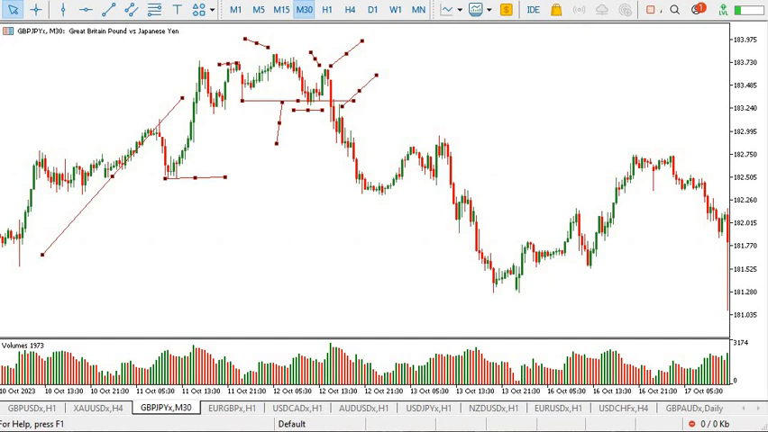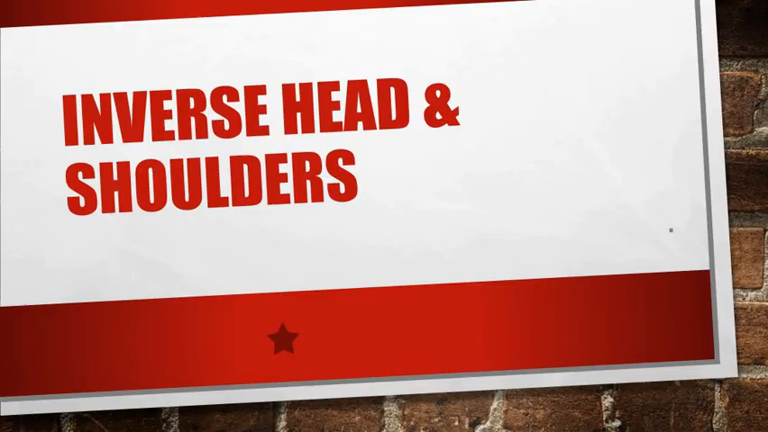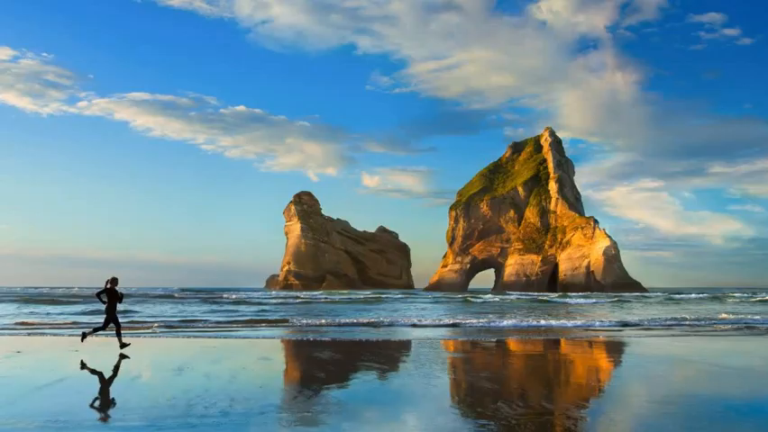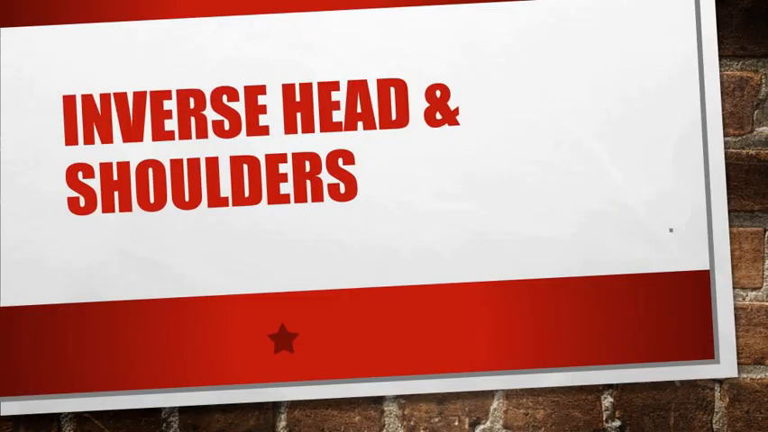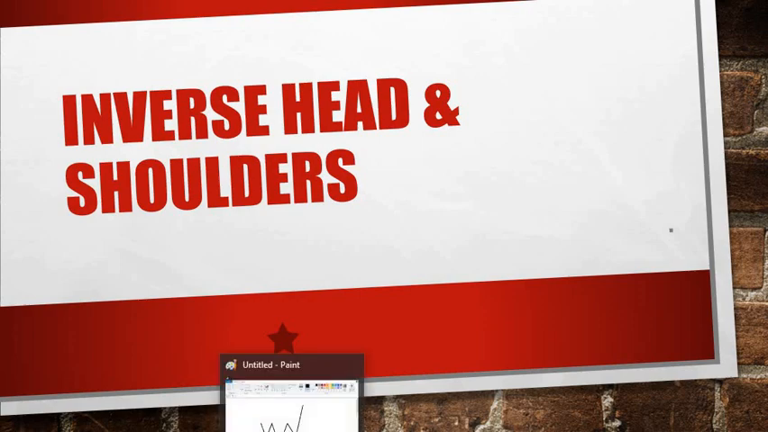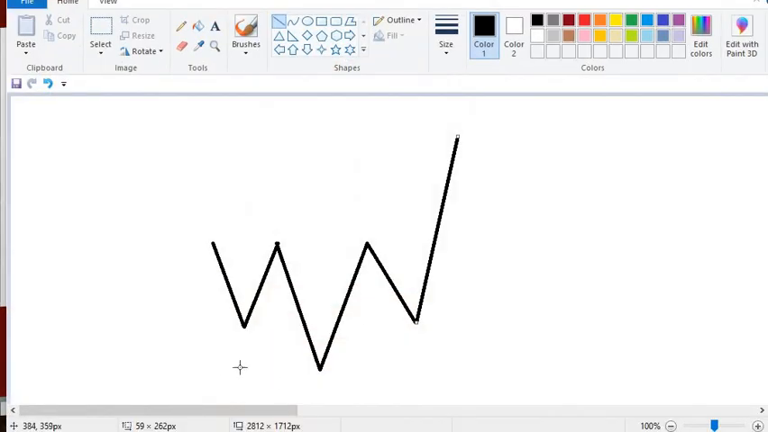Now we will move towards the inverse head and shoulder pattern. It is the opposite of head and shoulder, and it is also a trend reversal pattern formation. It appears at the bottom of a downtrend and it completely changes the direction of the trend. So let me show you its illustration. Then I will show you its example on the chart.